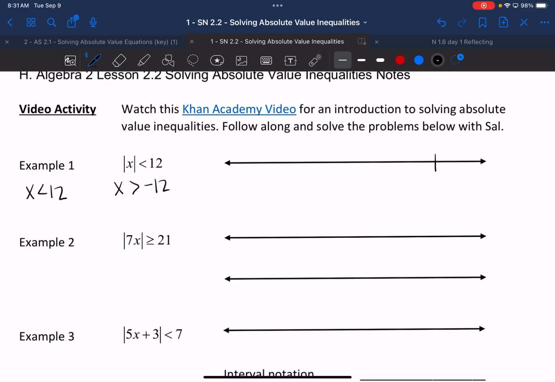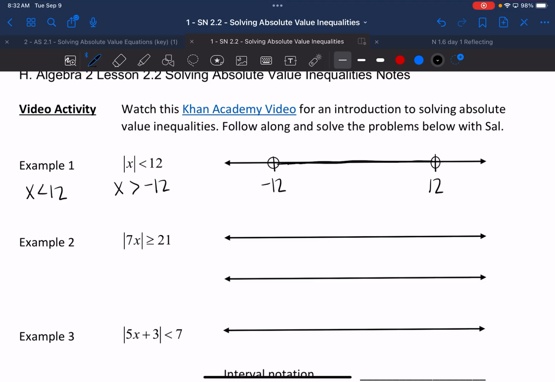So over here at positive 12, is my point open or closed? Open, good. And we said that x was less than 12, meaning that it's headed which way? To the left. Okay, so it's going to be headed this way. All right. And then over here at negative 12, again, I'm going to have an open point, right? And which direction is this one headed? To the right.